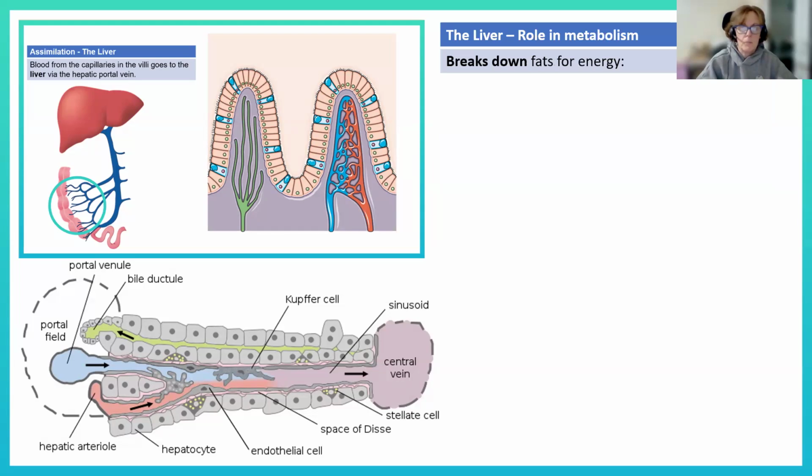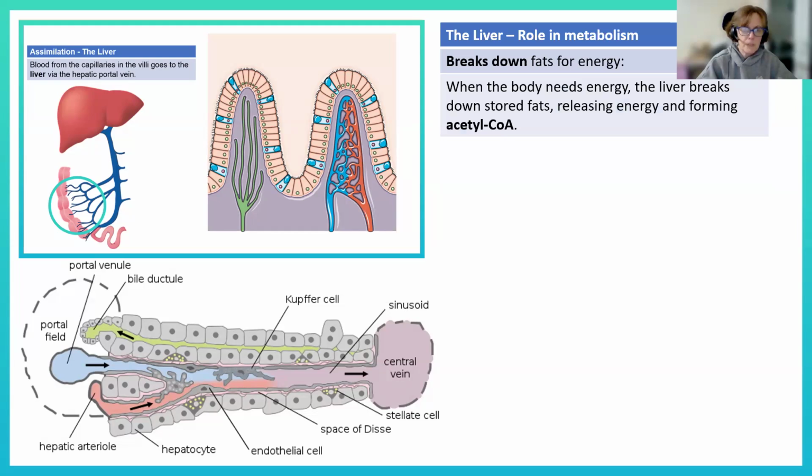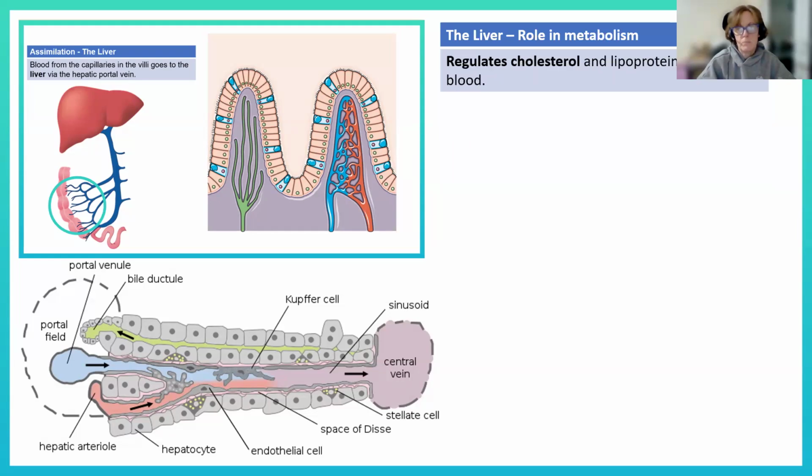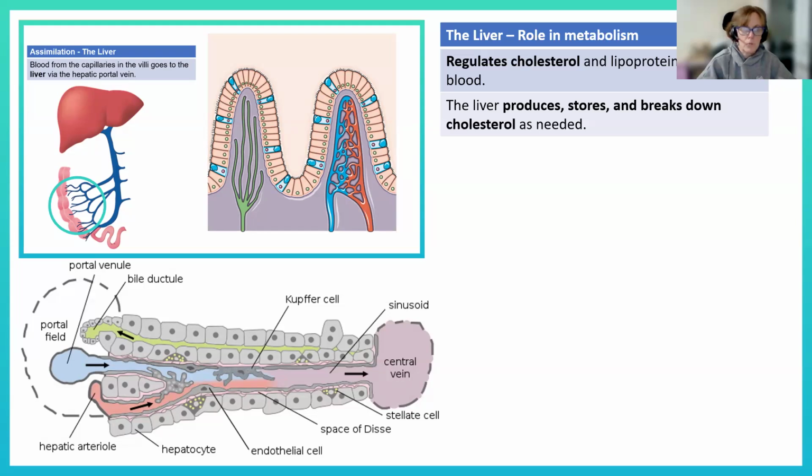They also break down fats for energy. So when the body needs energy, the liver can break down stored fats and release energy, forming something called acetyl-CoA. Don't really worry about the name of that for now, but it is an important molecule for energy releasing processes. And then another role is it regulates cholesterol and lipoproteins in the blood. So the liver produces, stores and breaks down cholesterol as needed.